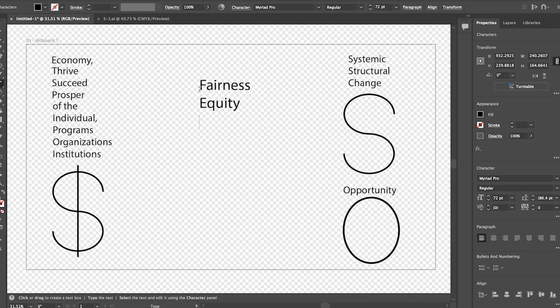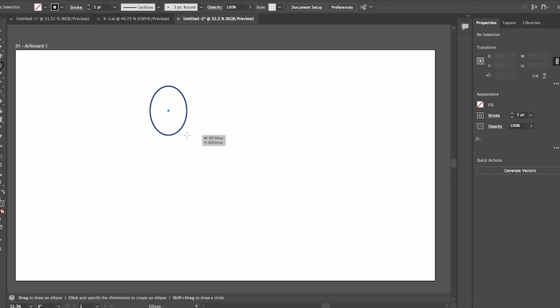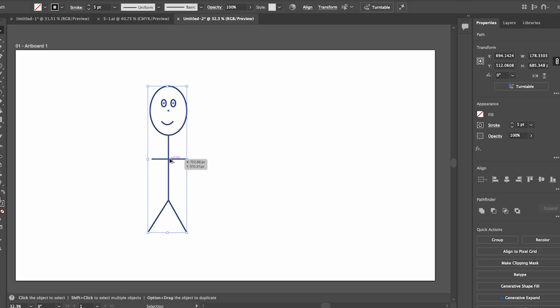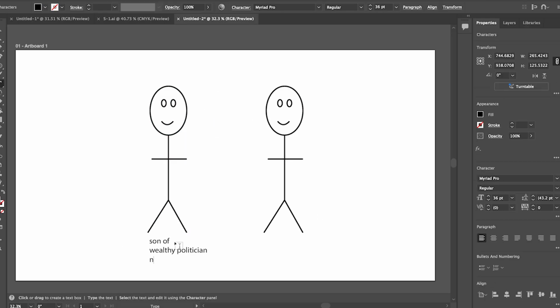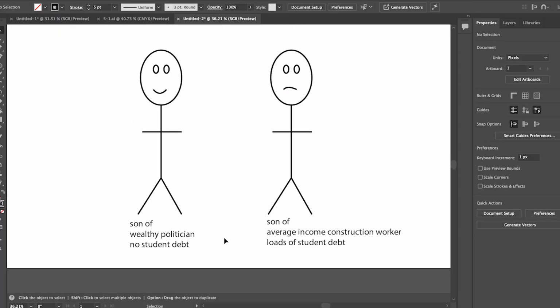Lastly, I needed a component that represented not only people having the opportunity to thrive, but something that would account for differences in things like your starting point or your background. If one person graduates from college but has no student debt and is the son of a wealthy politician, and another person graduates from college with loads of student debt and is the son of a middle-income construction worker, those two graduates are likely to have very different opportunities going forward.